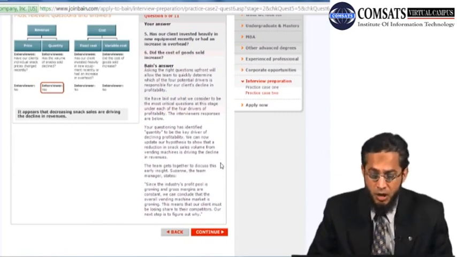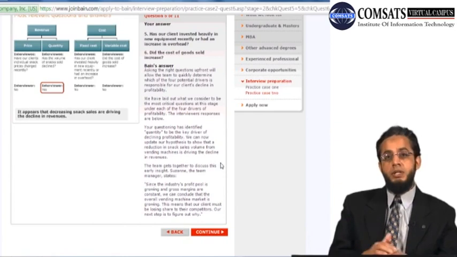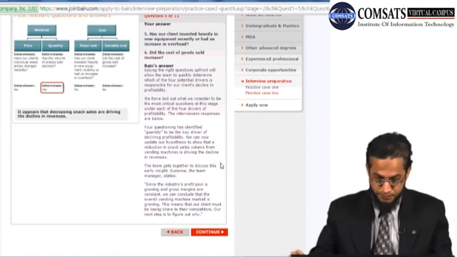Vending machines. और इसका मतलब क्या है? This means that our client must be losing share to their competitors. Our next step is to figure out why. So now here we would figure out why they are losing their share to competitors.